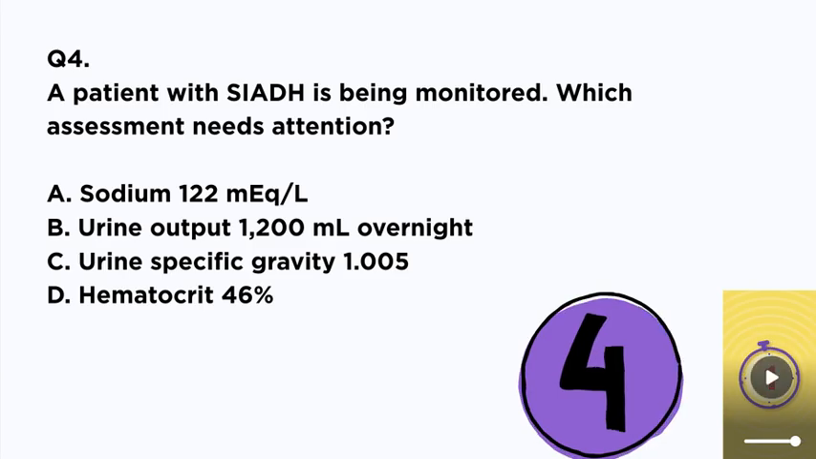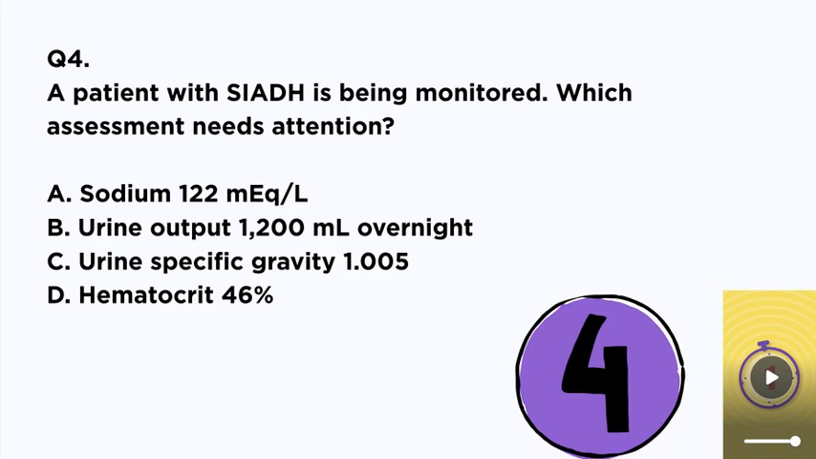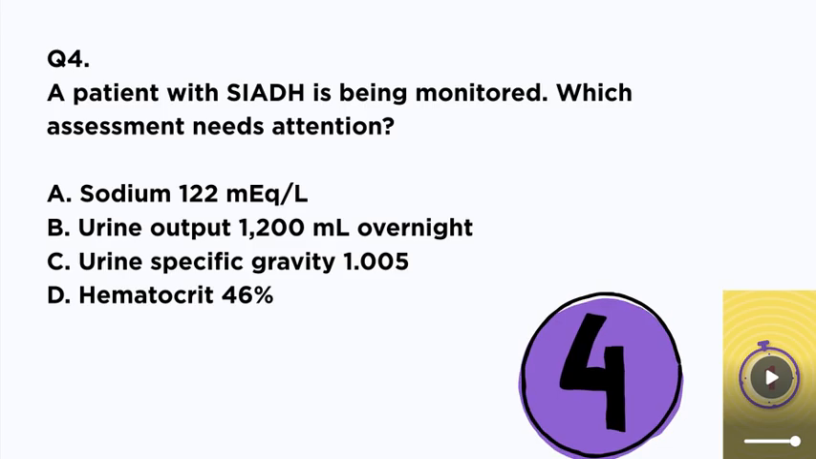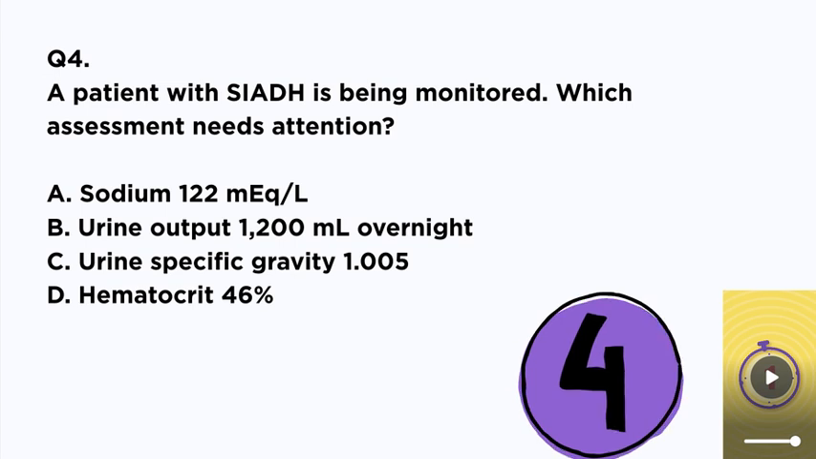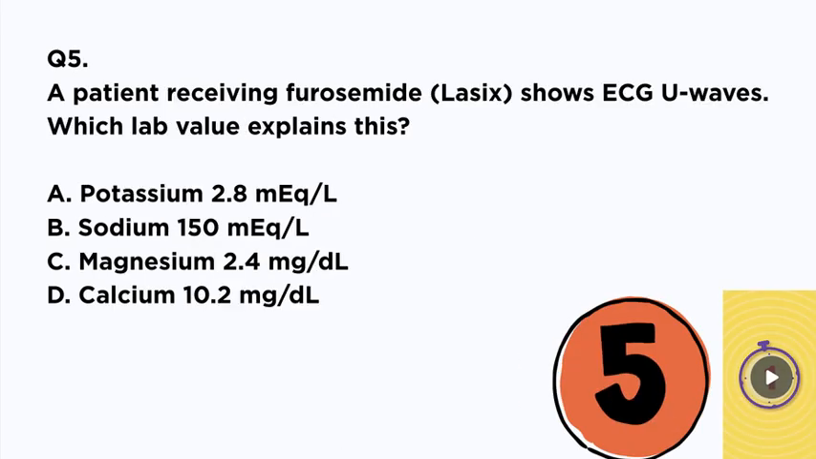Okay, the correct answer for question number four is letter A. Sodium of 122 indicates dilutional hyponatremia from excess water retention. This can cause seizures and requires prompt action. Let's go to question number five.